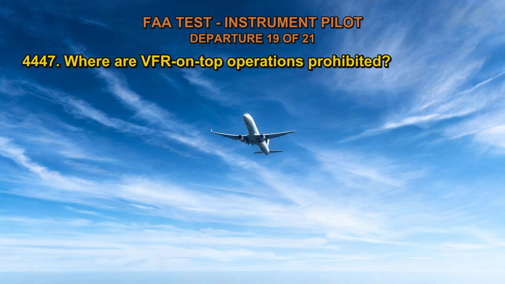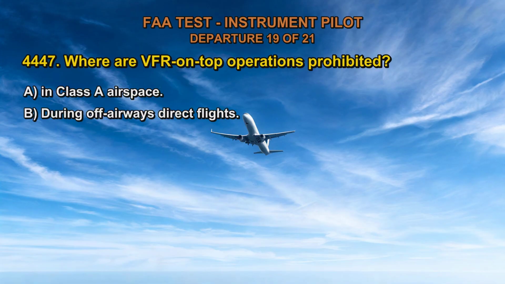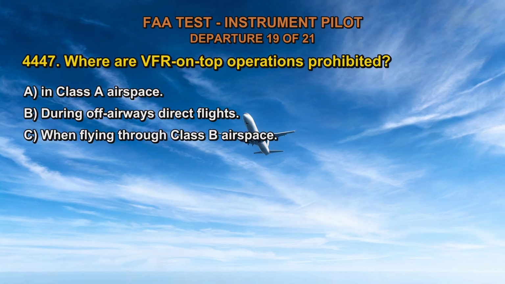4447. Where are VFR on top operations prohibited? A. In Class A airspace. B. During off-airways direct flights. C. When flying through Class B airspace. The correct answer is A.